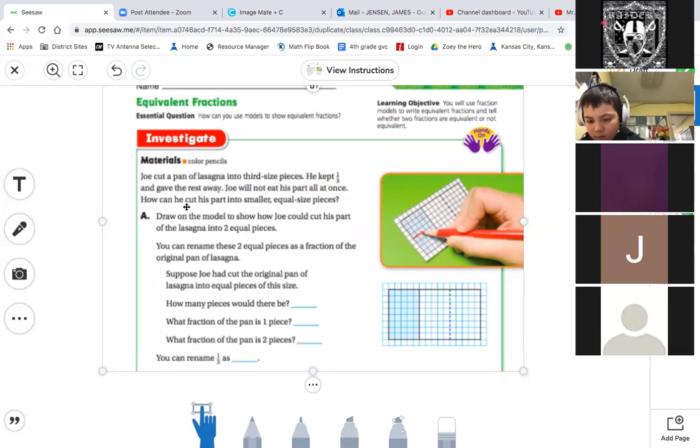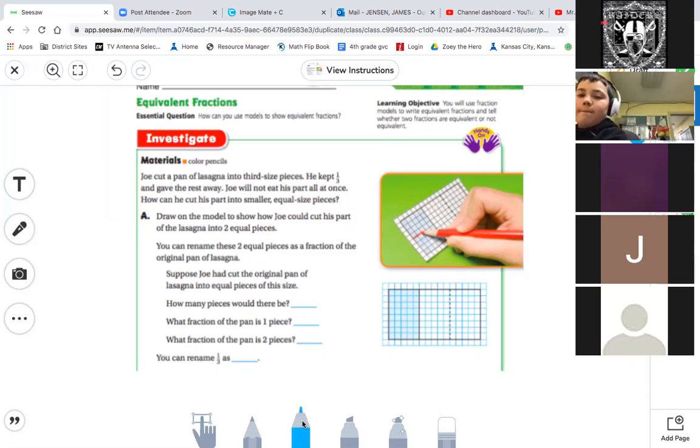And now look what it says. He's not going to eat it all at once. He's going to eat it in smaller parts. So it says, draw on the model how to show Joe could cut his part of the lasagna into 2 equal pieces. Paying attention, Christian? So if I go to my marker here, we want to cut this into 2 equal pieces, and we could do that right here like that. Now it's in 2 equal pieces, right?